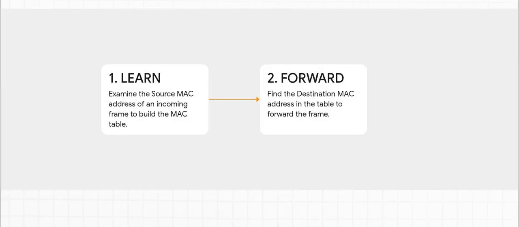And it does that learning with a super simple two-step logic that it applies to every single frame thousands of times a second. First, it learns. It looks at the source MAC address where the frame came from, and it makes a note of which physical port it arrived on. Then, second, it forwards. It looks at the destination MAC address and checks its map to figure out where to send it. Learn, then forward. That's the whole game.